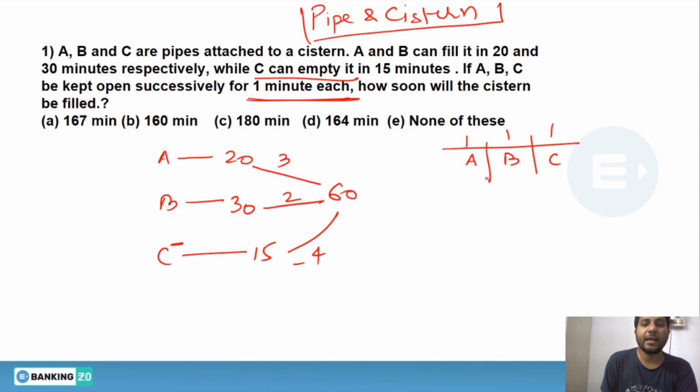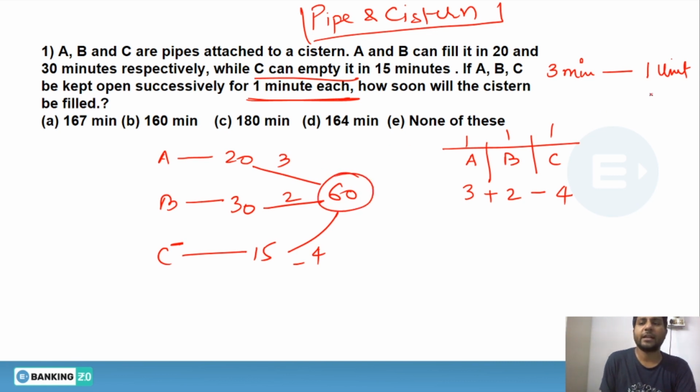That means A and B will complete 5 units, and C will empty 4 units in negative. That means for 3 minutes, the pairing says that you have filled only 1 unit. Now you will clearly say that we have to find 60 units, so we will multiply it by 60 and get the answer. But that is wrong, because the first 2 pipes were for filling and the last pipe was for emptying.